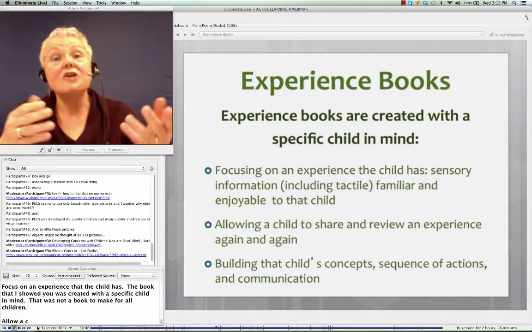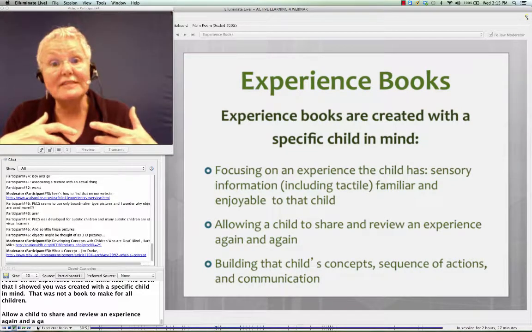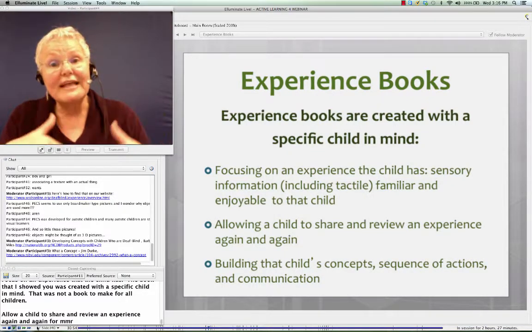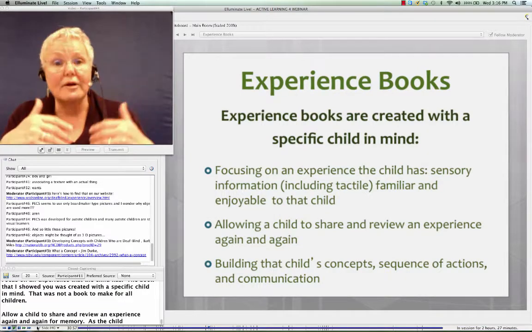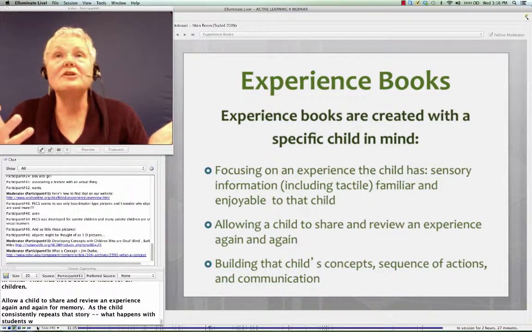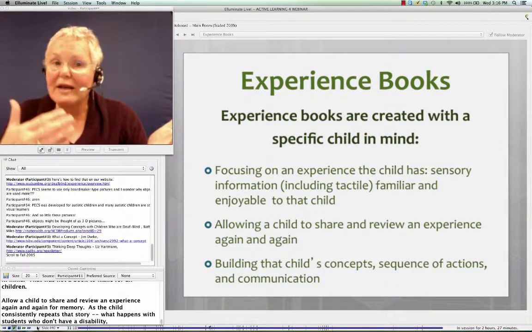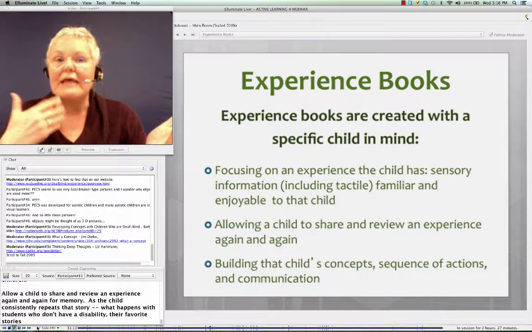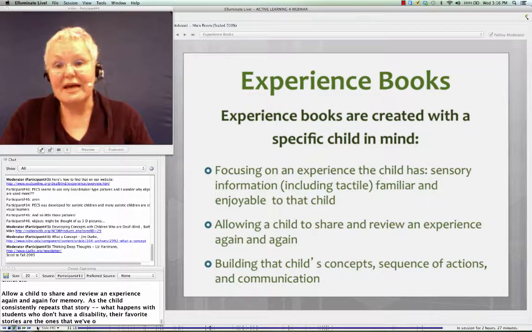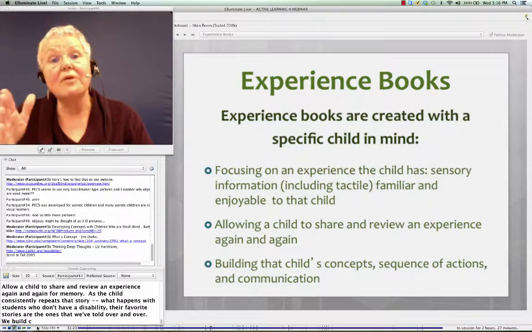That's called memory. We're working on repetition and memory. Those are skills we want the child to have. And we want him to know that as he consistently repeats that story, what happens with the children in your own home who have no disability, their favorite stories are the ones we get sick to death of reading because we've read it so many times, but boy, they want to master it and they want to repeat it and they want to enjoy it. Building that child's concepts, sequence of actions, and communication. That's why we do this, so they can be active in the process of reading.